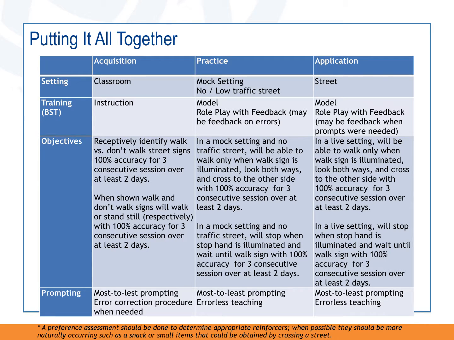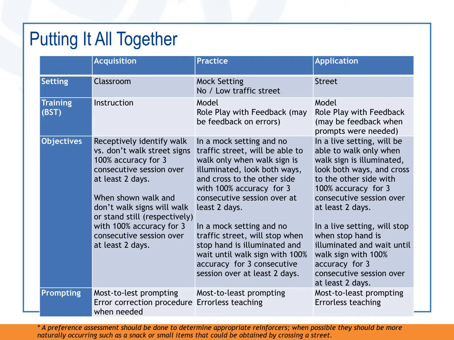It's also noted at the bottom that a preference assessment should be done to kind of determine appropriate reinforcers, and whenever possible, they can be ones that are things that they could access if they cross the street. So, being able to cross the street and go into a Walgreens and get a snack, something like that. And then, of course, praise if that's identified as a reinforcer.